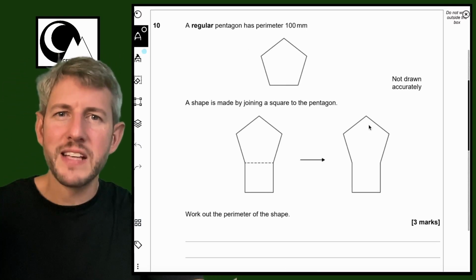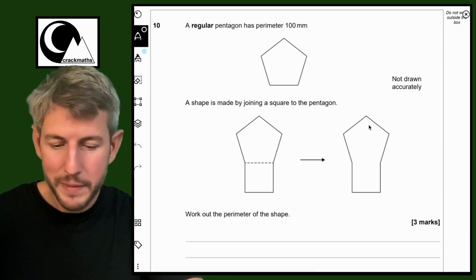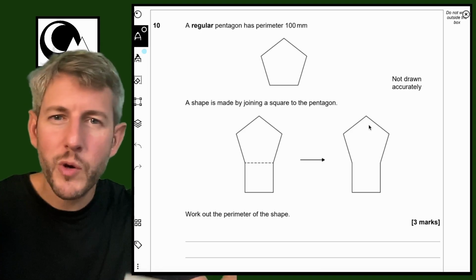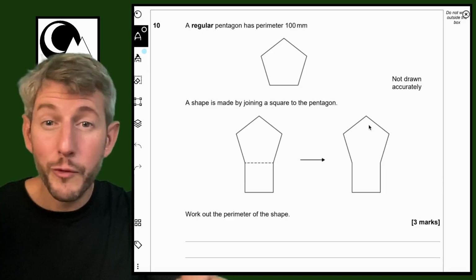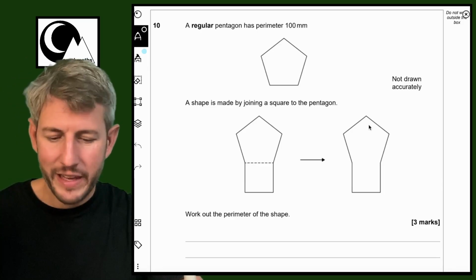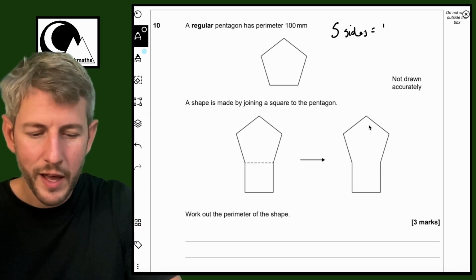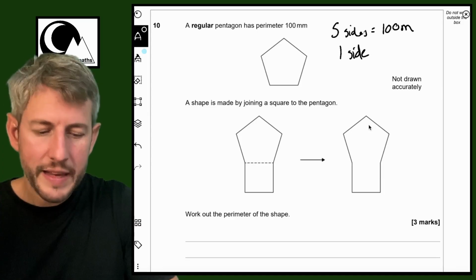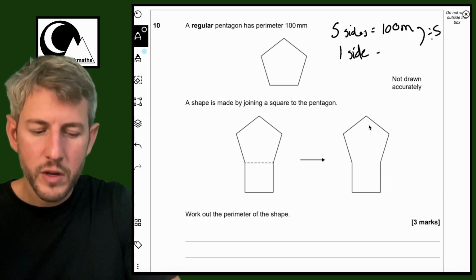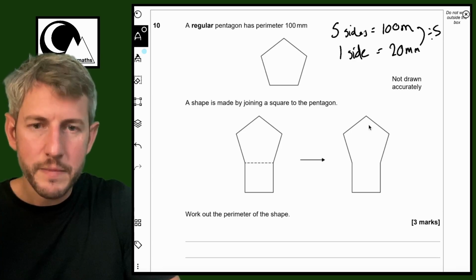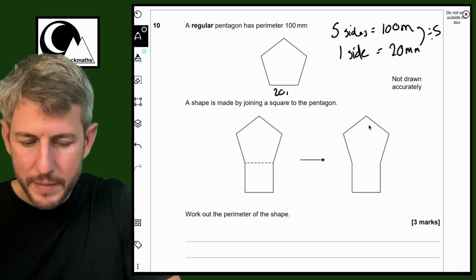So here we go, question 10. We've got a regular pentagon that has a perimeter of 100 millimeters. A shape is made by joining a square to a pentagon. Work out the perimeter of the shape. Okay, right, so if 5 sides equals 100 millimeters, then one side is 100 divided by 5, which is 20 millimeters. So here we go, we know that this is 20 millimeters.